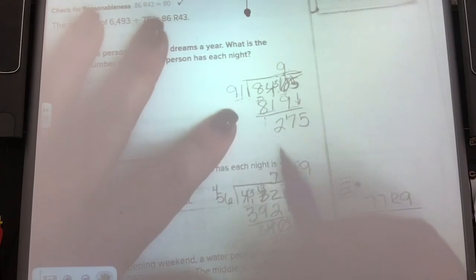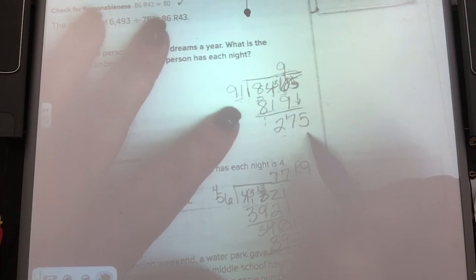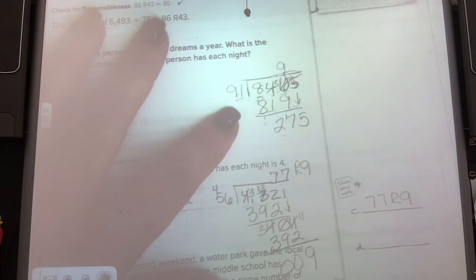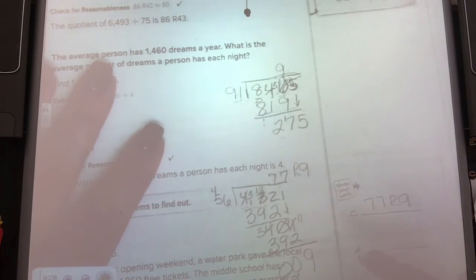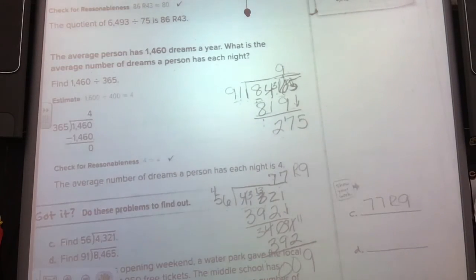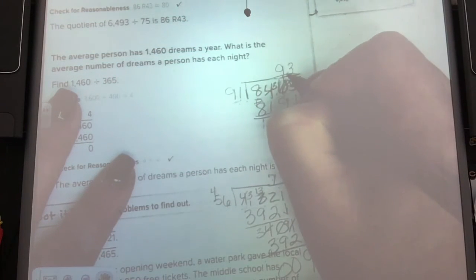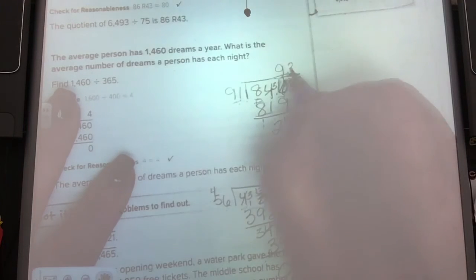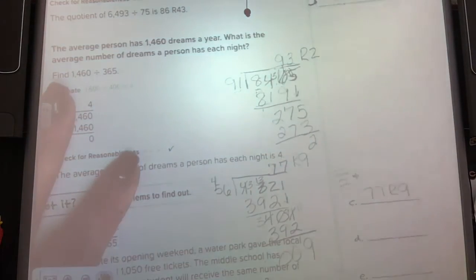I know that 9 goes into 27 3 times. 9 times 1 would be 9. Did I? That should be right. 16 minus 9. So, I did 3. 3 times 1 is 3. 3 times 9 is 27. There we go. 5 minus 3 is 2. 0 and 0. 93, remainder of 2.